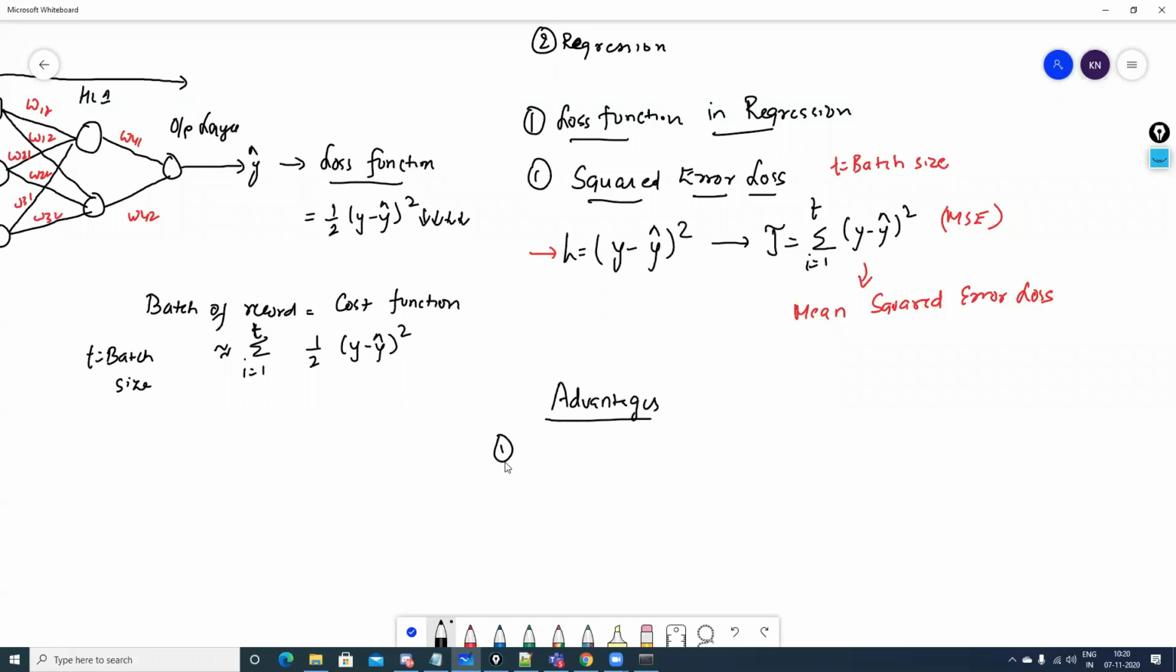Now, what are the advantages? First of all, if you see this particular function, it is in the form of a quadratic equation.